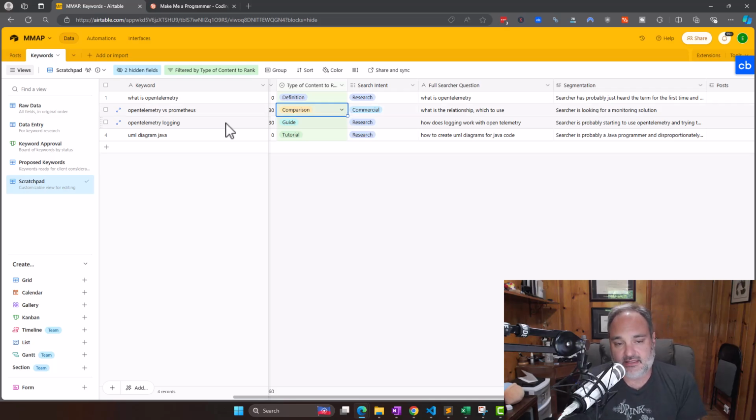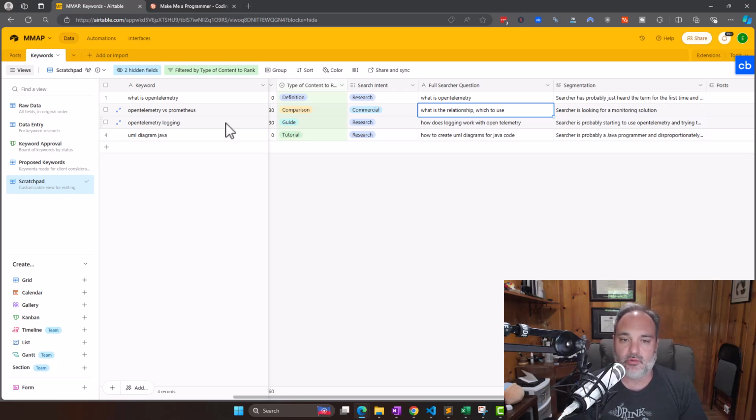So, as an easy example to understand, if somebody is Googling open telemetry versus Prometheus, and for comparison or versus keywords in general, usually what they're asking is something like, which of these should I pick? What is the relationship between these things? Are they mutually exclusive? Can you use them together? Those are the types of questions being asked.